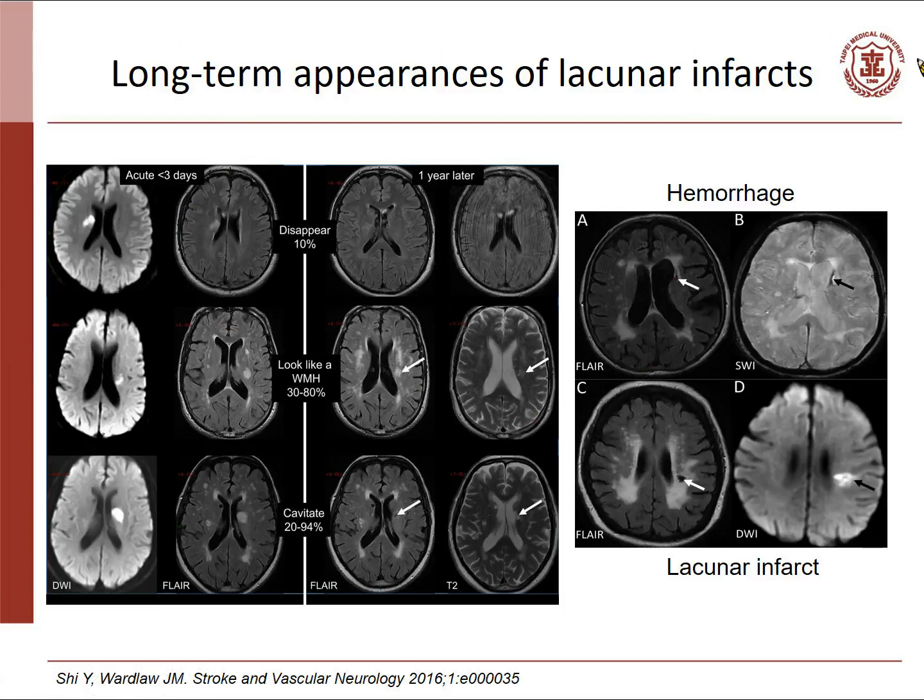For lacunar infarct, in the long-term appearance, about 10% of lacunes can disappear. But about 30 to 80% look like a white matter lesion. So when you see a white matter lesion on MRI, you should be careful. It may be a previous lacunar stroke. And about 20% to 90% become a cavitation. For cavitation, we know it's a lacune. But sometimes it can appear like a bright spot on the T2 FLAIR image, like the other kinds of white matter lesion.